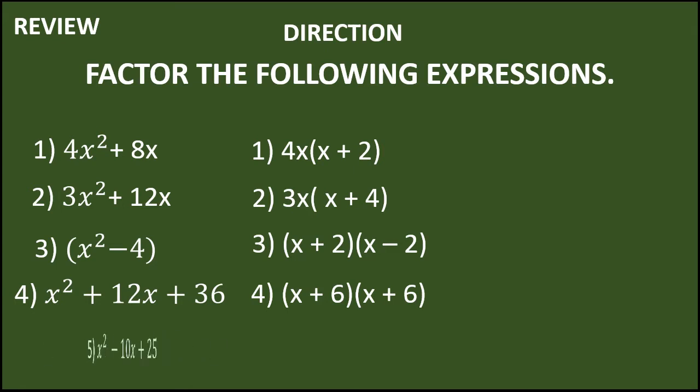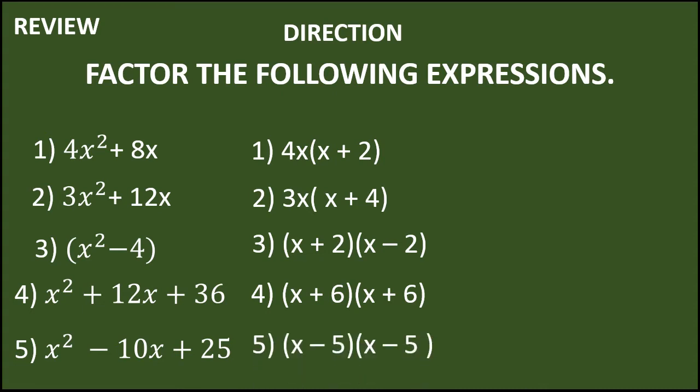Let's proceed to the last one, number 5. We have x squared minus 10x plus 25. Again, this is an example of perfect square trinomial. So we have to get the square root of x squared, which is x, and the square root of 25, which is 5. So we have x and 5, but we have a negative symbol here. So in this case, the answer for number 5 is quantity x minus 5 times the quantity x minus 5.